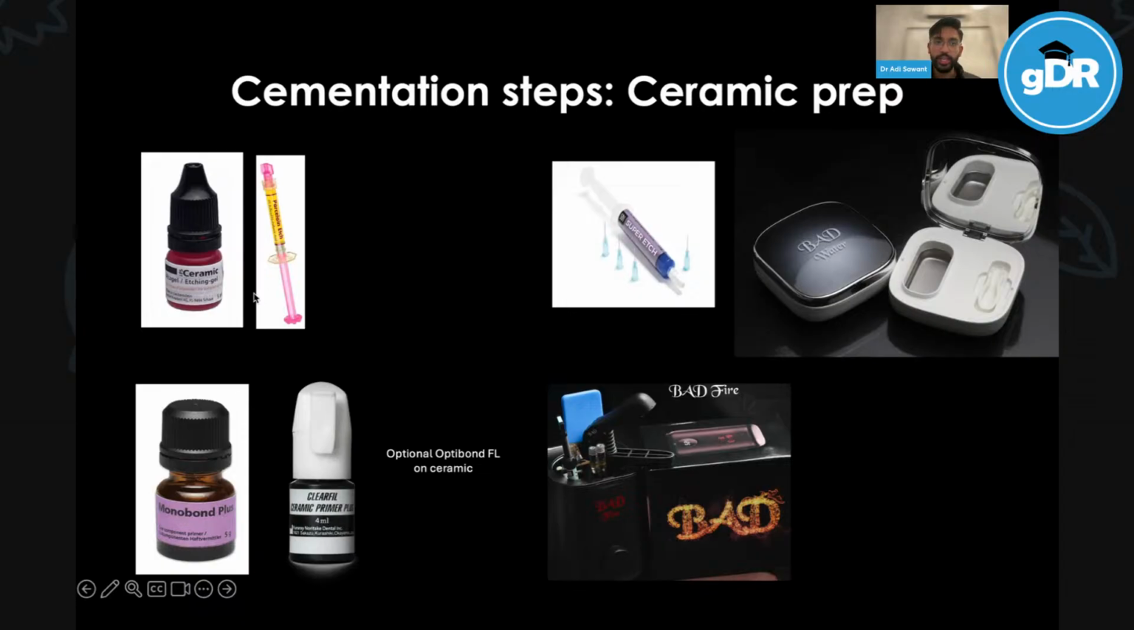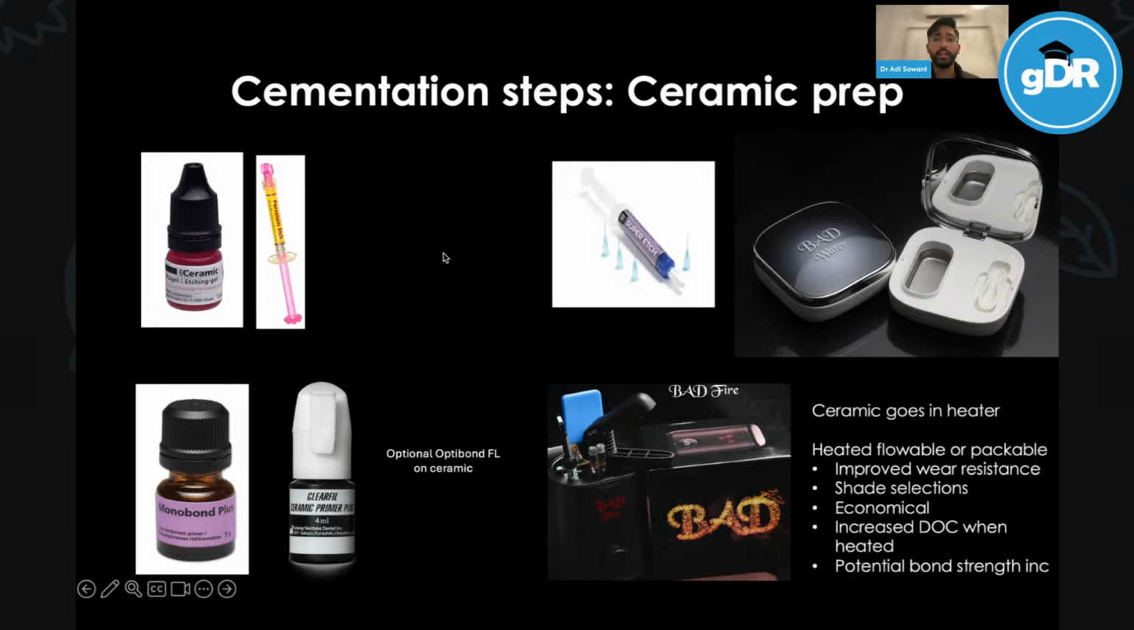You apply that for 60 seconds. You want to air dry it a little bit. Sometimes heat drying it works well. What I actually do is I chuck it straight into my ceramic heater, which is here. I also heat my cement that I'm going to use, which is generally flowable or packable. I don't really use resin cements much, but they're a good place to start.